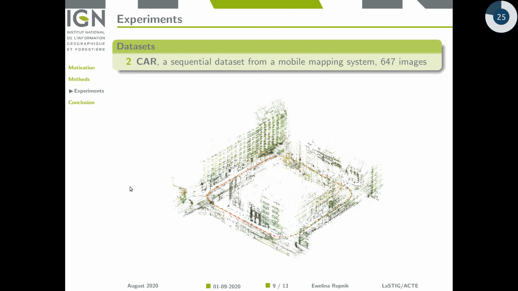Another dataset comes from a mobile mapping platform. It is composed of 647 images taken with a single fisheye camera looking in front of the car. The red points in the figure are the cameras and are surrounded by the 3D structure. The car drives in circles around the same block of buildings, which allows us to build the ground truth by exploiting the loops. In our tests, however, the algorithm is unaware of the loops.